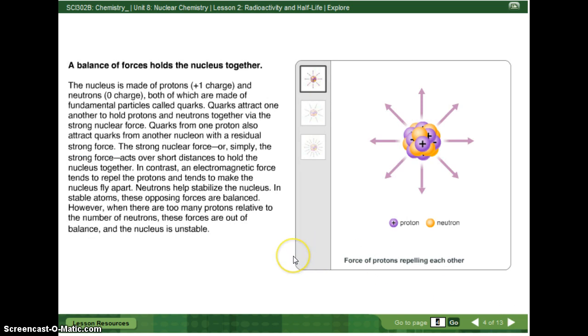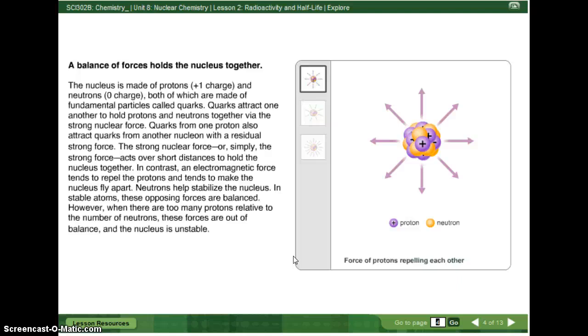So let's talk a little bit more about a balance of forces that holds the nucleus together. The nucleus is made of protons, plus 1 charge, and neutrons, 0 charge, both of which are made of fundamental particles called quarks. Quarks attract one another to hold protons and neutrons together via the strong nuclear force. Quarks from one proton also attract quarks from another nucleon with a residual strong force. The strong nuclear force, or simply the strong force, acts over short distances to hold the nucleus together. In contrast, an electromagnetic force tends to repel the protons and tends to make the nucleus fly apart. Neutrons help stabilize the nucleus.